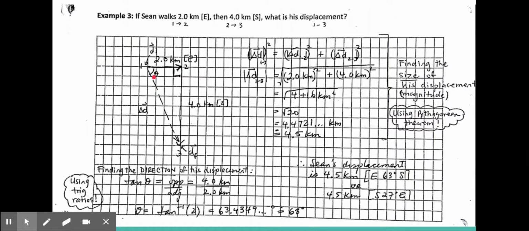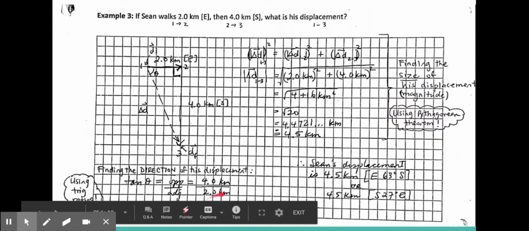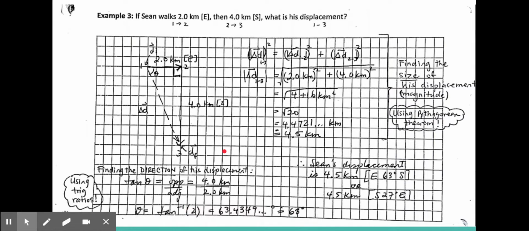And so this theta represents the angle. The opposite side is this 4 kilometers, and the adjacent side to this angle is the 2 kilometers. So the ratio of 4 kilometers over 2 kilometers, this is what tangent of an angle means. So tangent of an angle is opposite over adjacent. You end up with tan theta equal to 2. You can inverse tan using your calculator to find the angle, rounding it to two significant digits, 63 degrees.